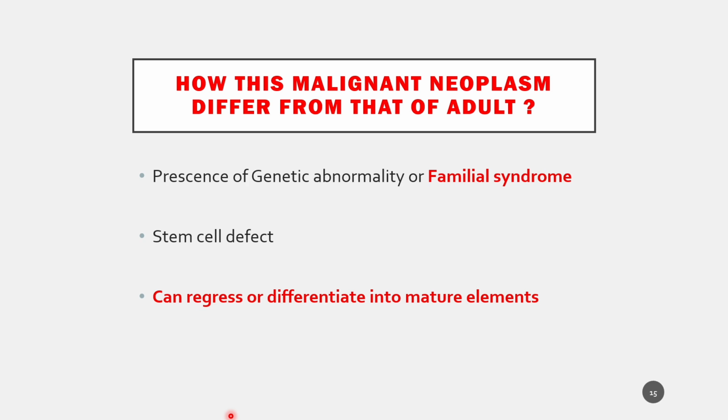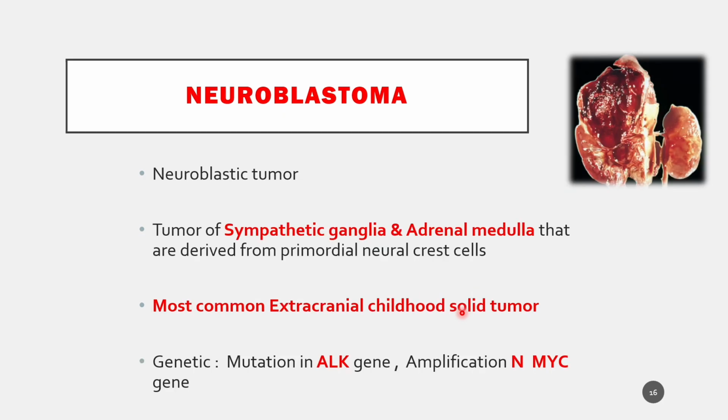All right. Now, how do these malignant tumors differ from adult malignant neoplasms, because all these tumors can occur in adults as well? Usually they differ in genetic abnormality. They are usually seen as part of a familial syndrome, and a stem cell defect could be there because of which the tumor arises, and it can regress or differentiate into mature elements. That is important. It can convert into mature elements, so prognosis becomes good if it is differentiated into mature elements.